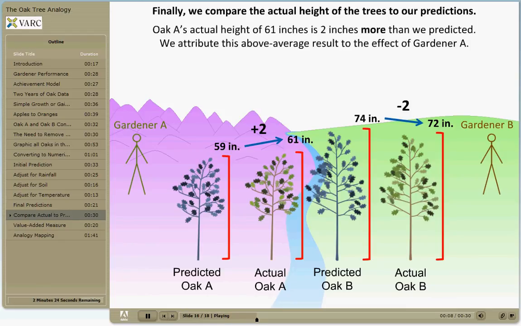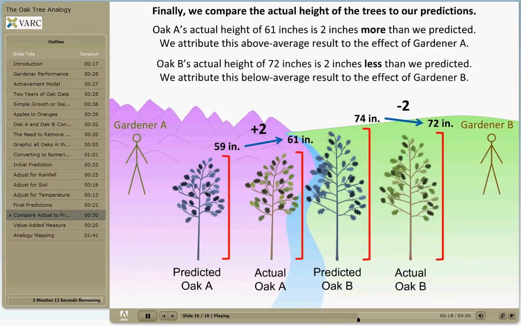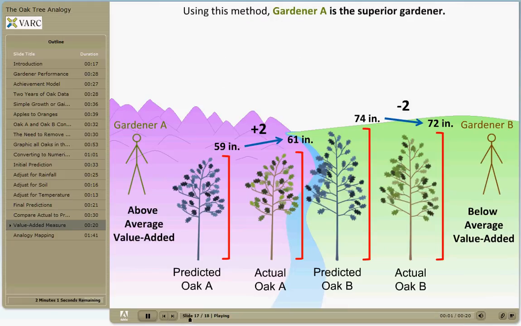Oak A's actual height of 61 inches is 2 inches more than we predicted. We attribute this above-average result to the effect of gardener A. Oak B's actual height of 72 inches is 2 inches less than we predicted. We attribute this below-average result to the effect of gardener B. Using this method, gardener A is a superior gardener.